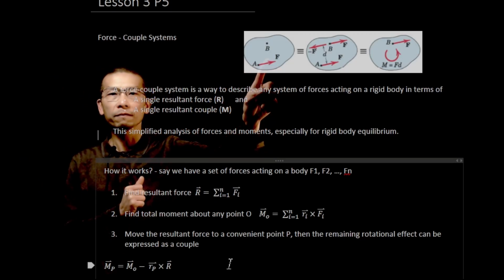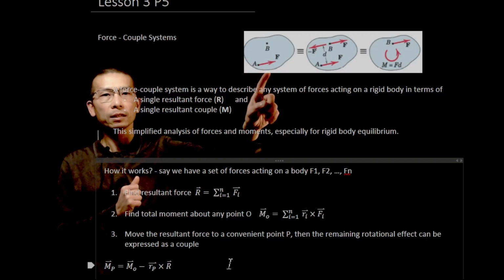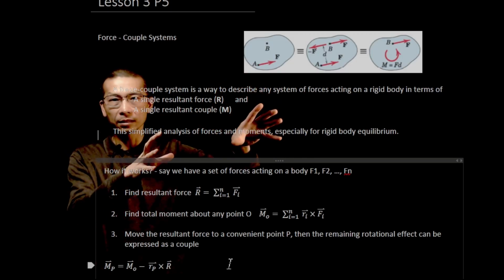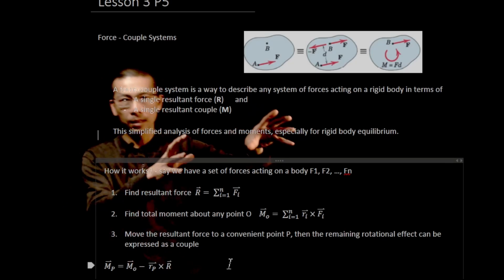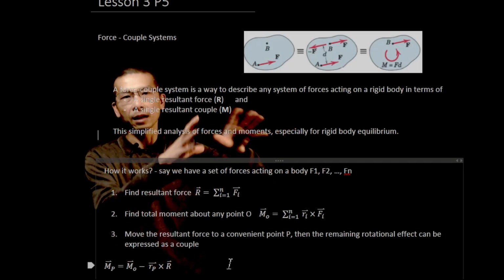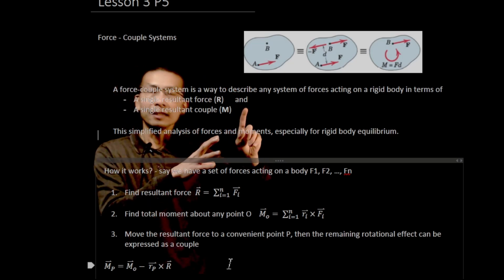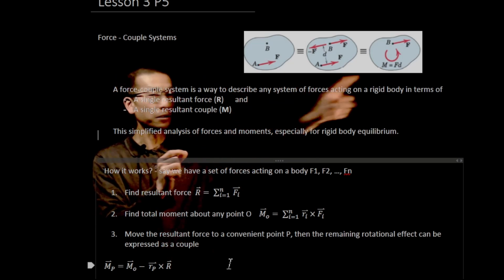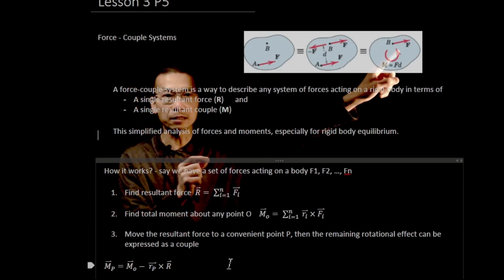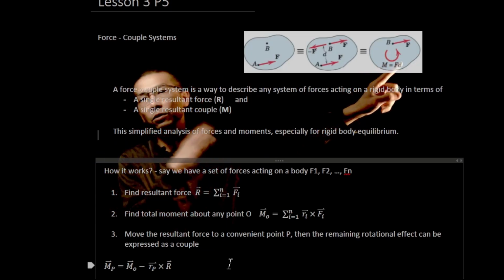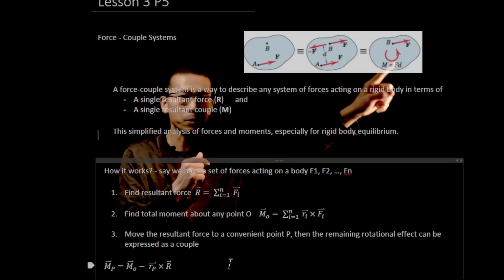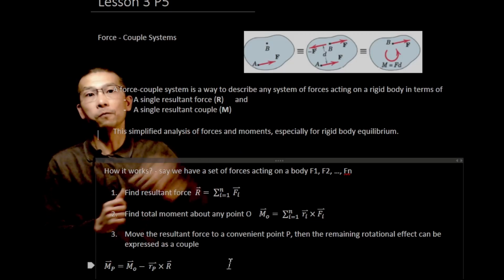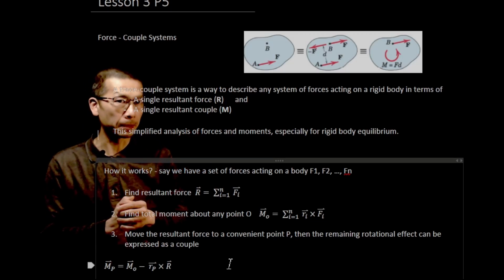Here you have one force. In the other way, you can say one force can also break down into one force that goes through the point of interest and a moment. This is what it's doing right here. Because this force is going through point B, there is no moment there, but we use this moment to represent the rotational effect of the original force.